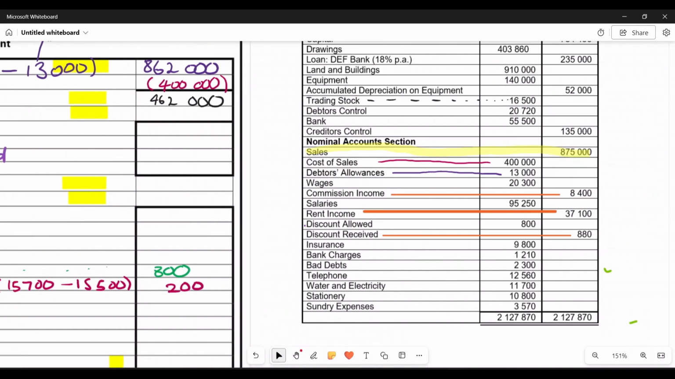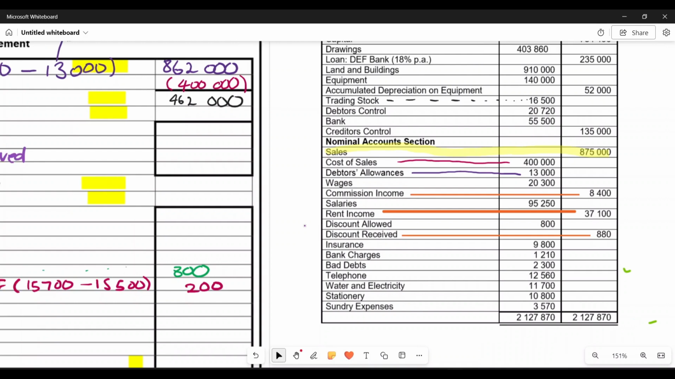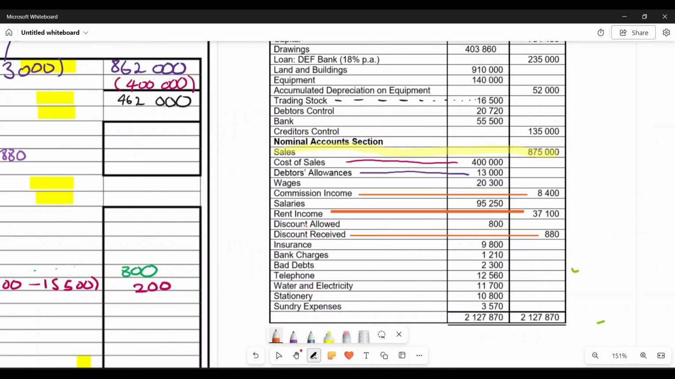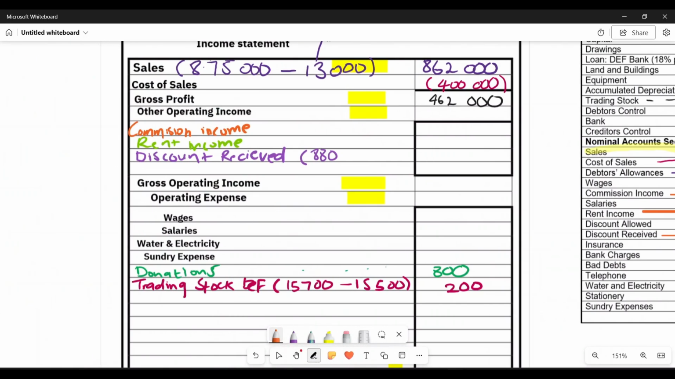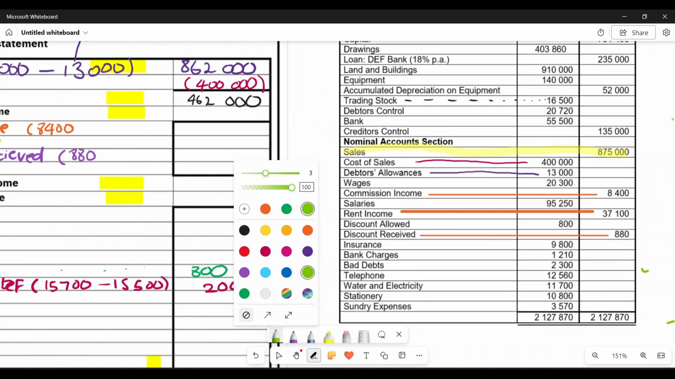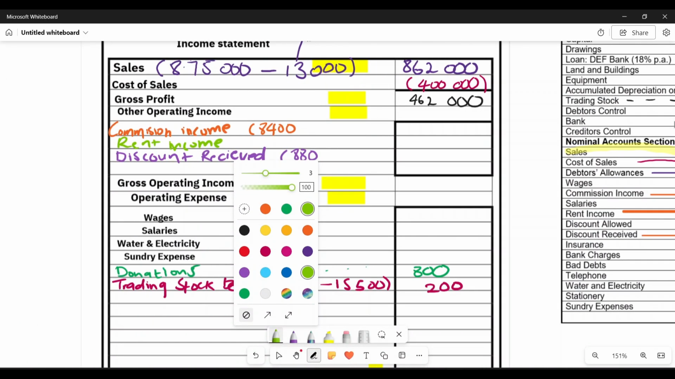Now, let me write these amounts in brackets. So my discount received is 880, just in case I have any transactions. My commission income, it's 8.4. And my rent income that I'm given here is 37,100.